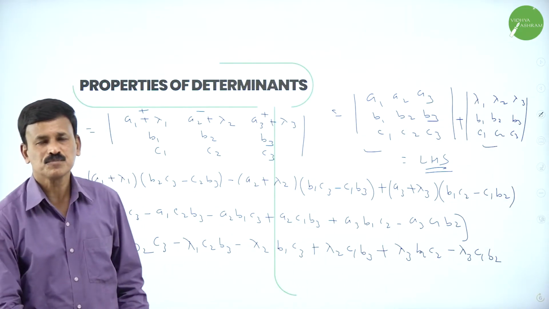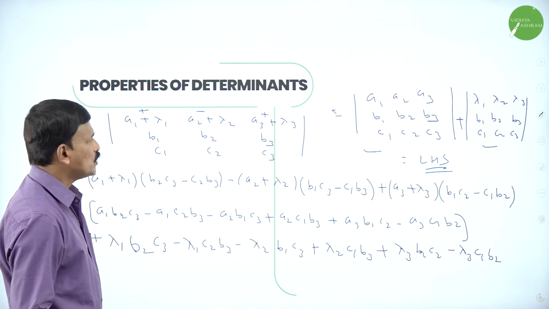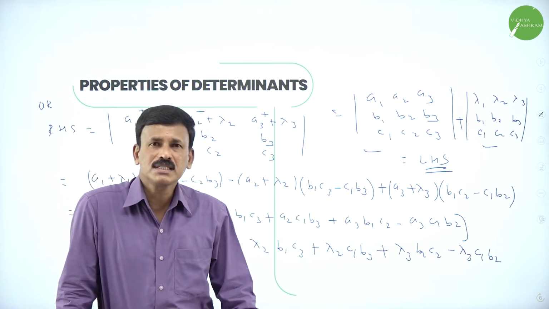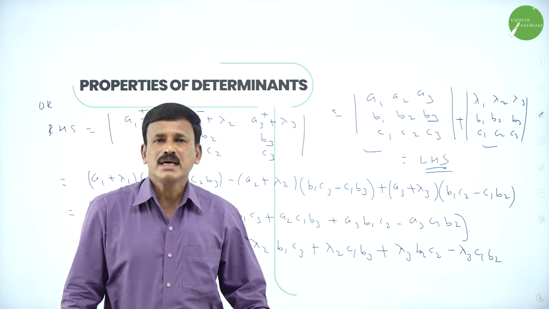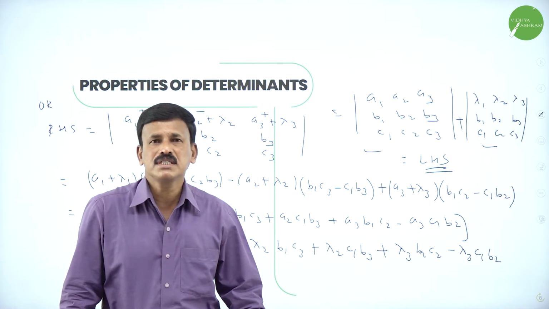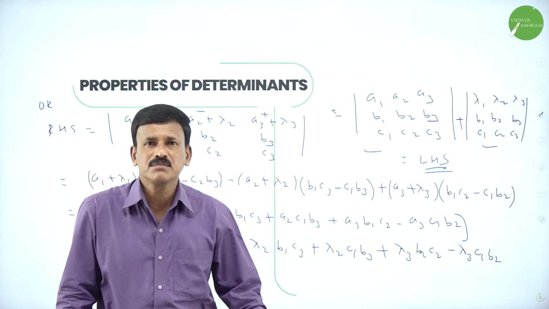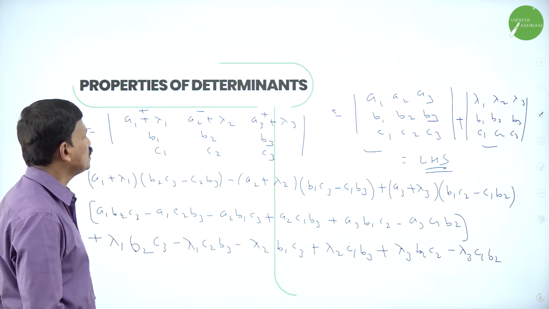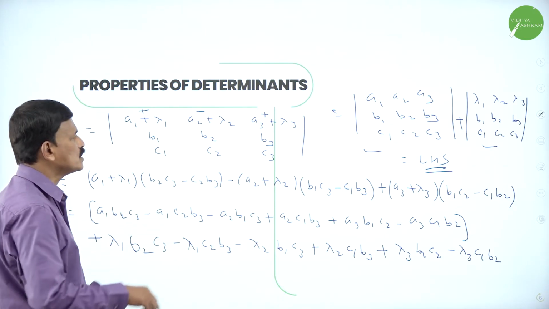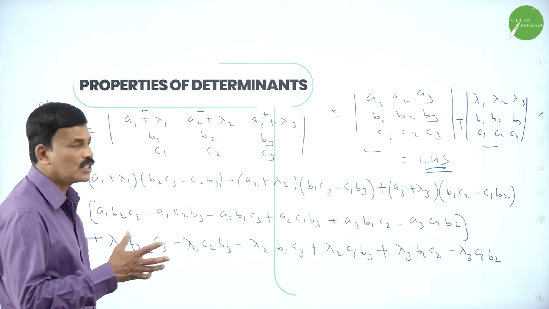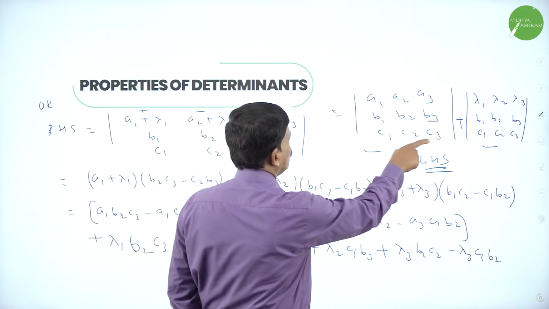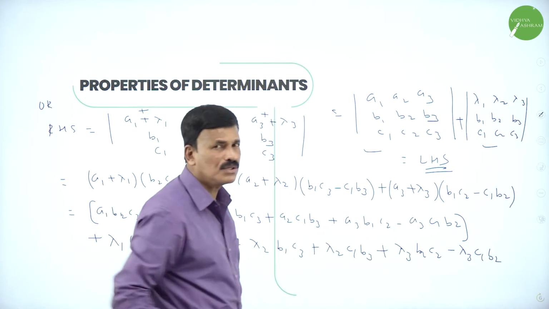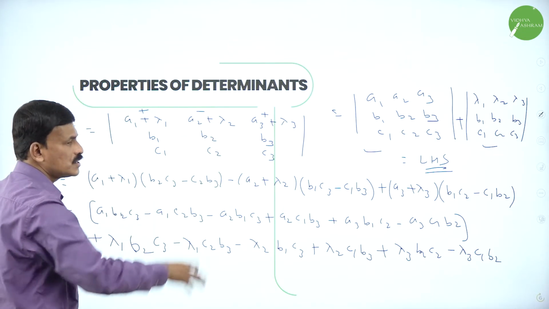Let us follow this method. Okay. Now, come to this. I will explain. According to the statement, if any row or column contains the sum of two individual terms, then the determinant can be expressed as the sum of two individual determinants. So here let us consider A1 plus lambda 1, A2 plus lambda 2, A3 plus lambda 3, B1, B2, B3, C1, C2, C3. According to the statement, this is equal to A1, A2, A3, B1, B2, B3, C1, C2, C3 plus lambda 1, lambda 2, lambda 3, B1, B2, B3, C1, C2 and C3. Expand this and show that it is equal.